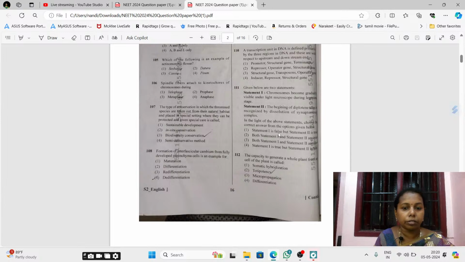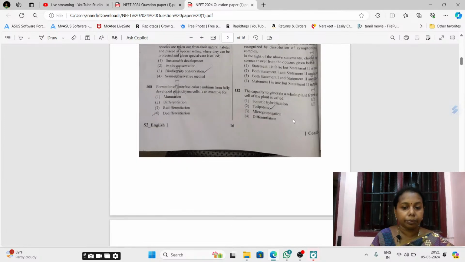And question number 111. Chromosomes become gradually visible under the light microscope during leptotene, NCERT line only, children. Statement 2: the beginning of the diplotene stage is recognized by dissolution of the synaptonemal complex, is also correct only. So the answer for 111 is 2. Both statement 1 and statement 2 are correct. Now, 112: the capacity to generate an entire plant from a cell is totipotency. Not biotechnology, microbes in human welfare; it is the tissue culture paragraph. So it is a newly added paragraph actually.